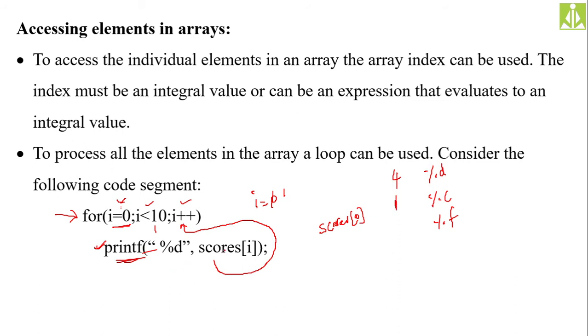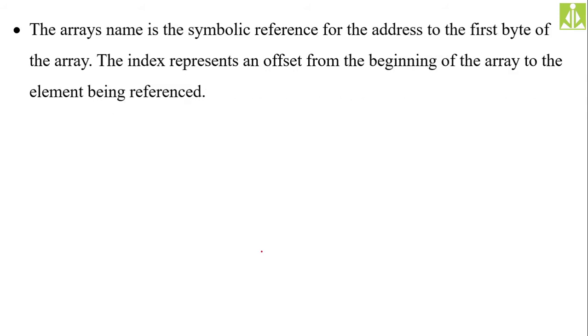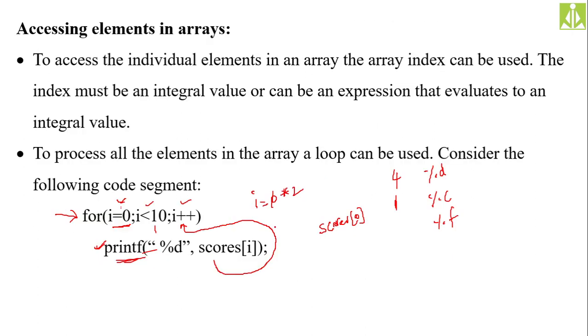Next, after printing, again it will go to the update and it will update the i value. So i value is 2 now. So 2 will be tested with 10. So 2 is less than 10, again the condition is true. So again it will go to the body. Then scores of 2. What is scores of 2? Scores of 2 is 2 only. So it will print 2 on the output screen.